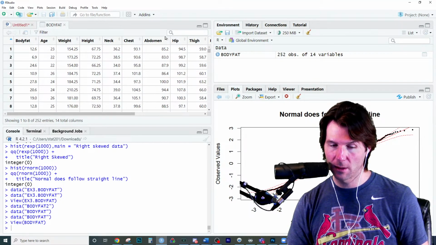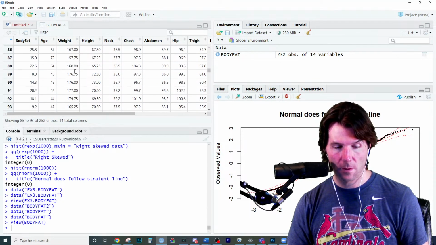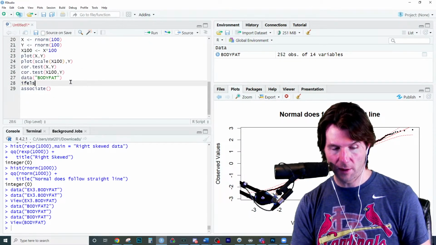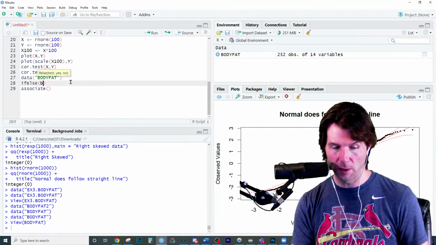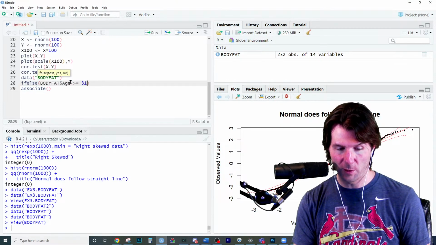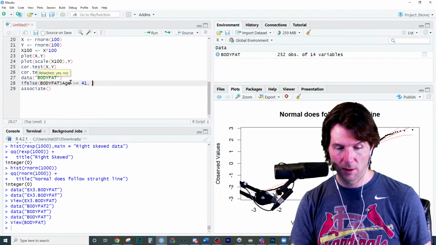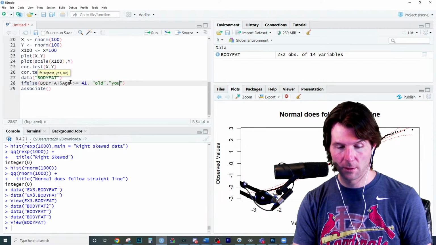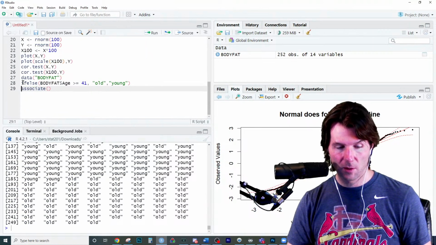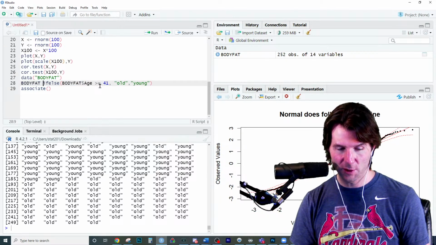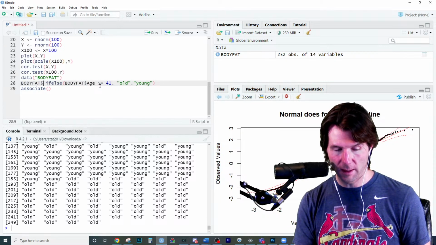I'm going to fix this. If else, what does associated mean? Does anyone know? If else, body fat, age greater than or equal to 41. I'm old. I'm young. There we go. What does associated mean? If anyone does this, I'll be like, did you do what I did during office hours? Age group.